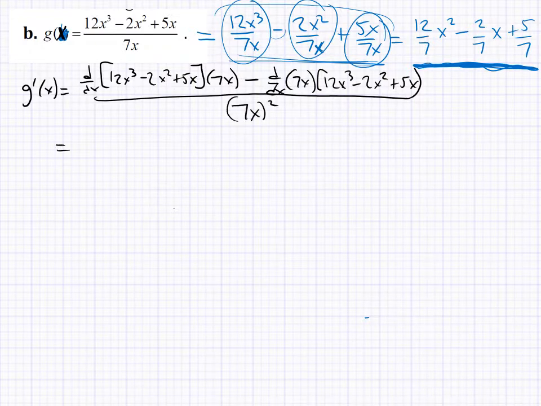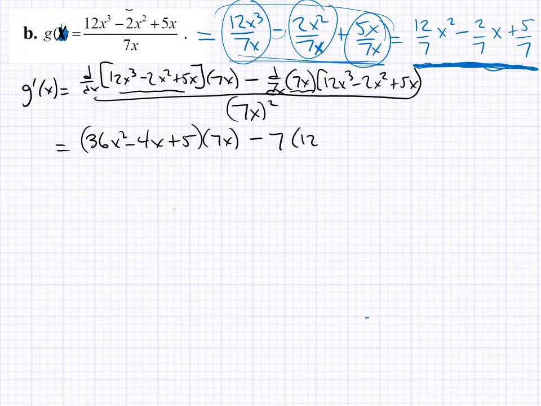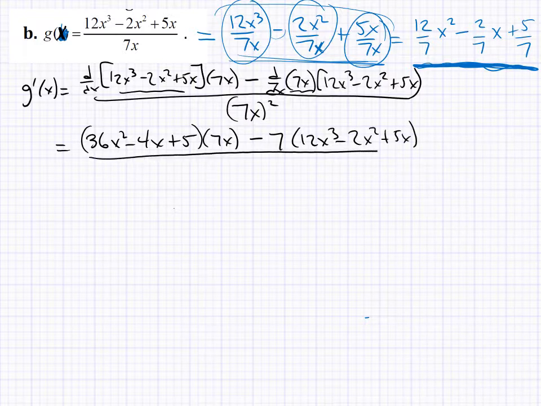And so you look at this derivative is going to give me 36x squared minus 4x plus 5 times 7x minus 7, which is this derivative, times 12x cubed minus 2x squared plus 5x all over 7x squared. I could write that, if you want, 49x squared.